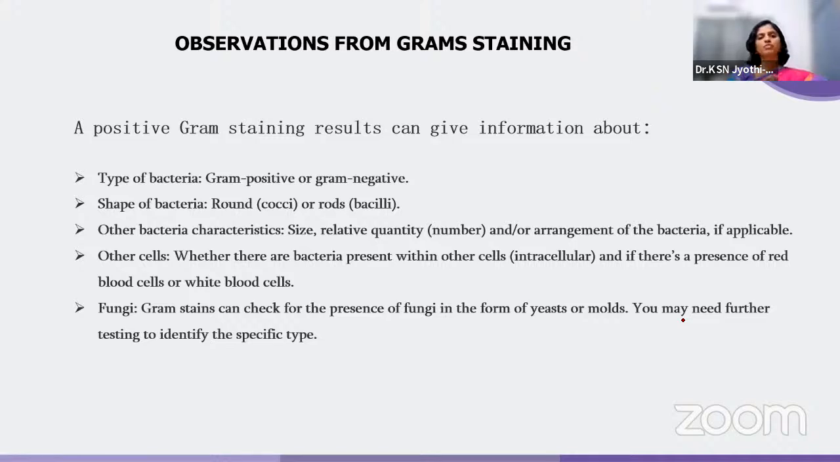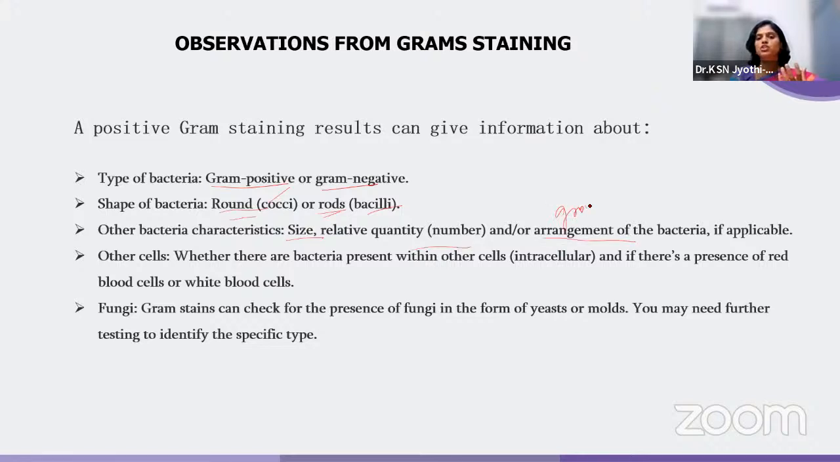So what do we observe from the gram staining? Basically, any color of stain will give us information. The first information we get is the type of the bacteria: whether it is gram positive or gram negative. Then the shape of the bacteria. We saw in the image earlier that there are cocci and bacilli, round-shaped or rod-shaped structures you can identify. You can also identify other characteristic features like the size, relative quantity, how many bacteria there are, and how they are arranged.